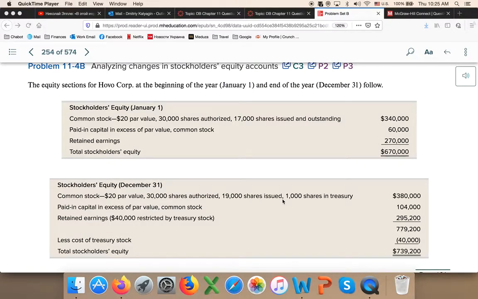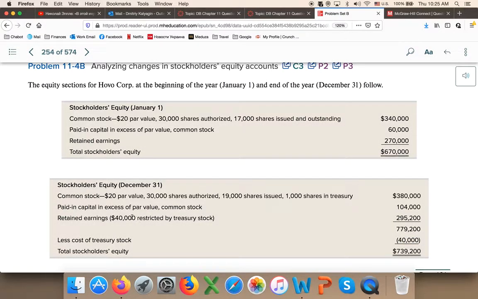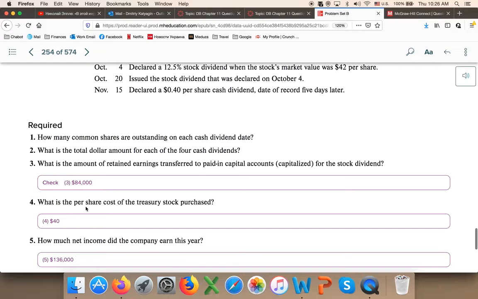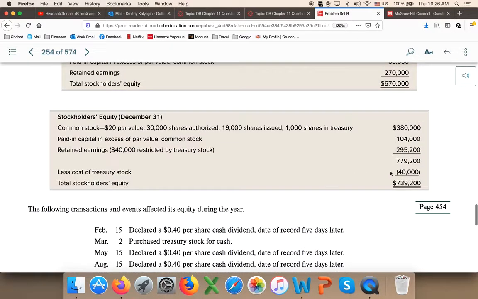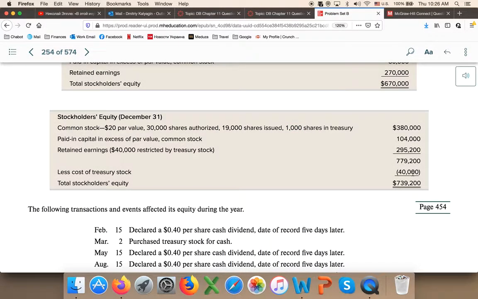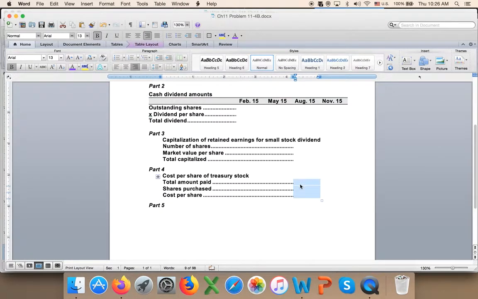And also we can see here that these 1,000 shares, we bought them for $40,000 right here. Treasury stock, we subtract. It's the contra equity account. Also, it's mentioned right here. So right away, we can answer question number 4. What is the per share cost of the treasury stock purchased? So we bought 1,000 shares and we paid $40,000 for them. So we take $40,000.